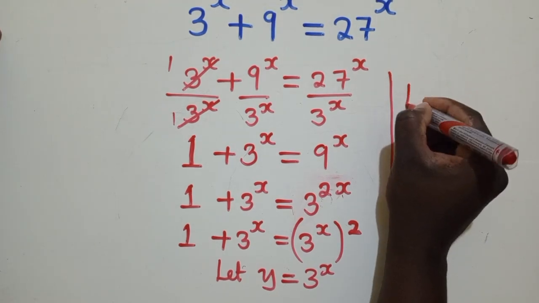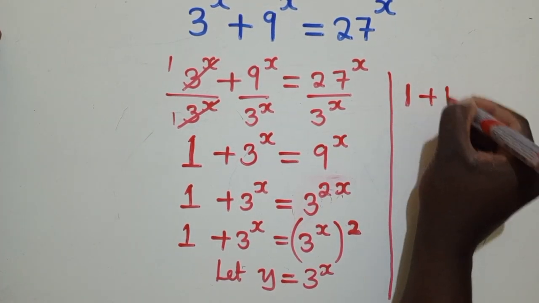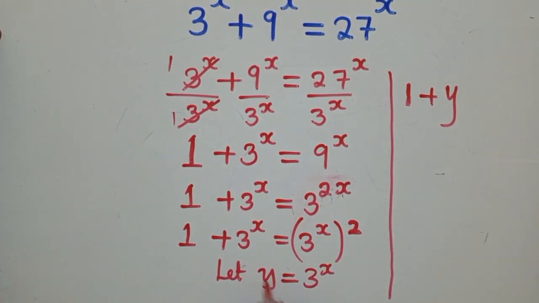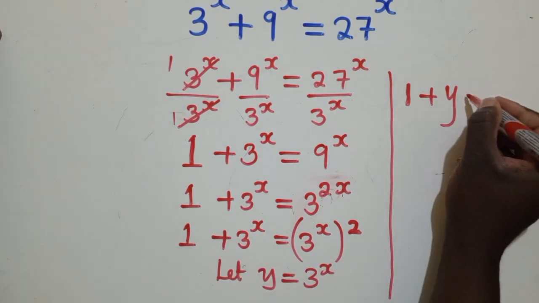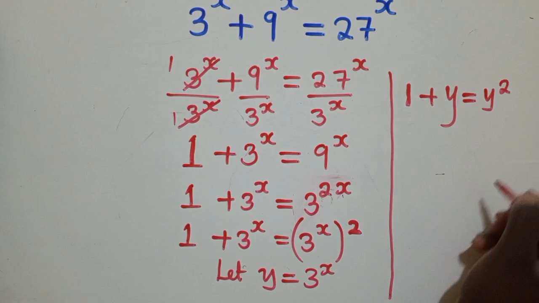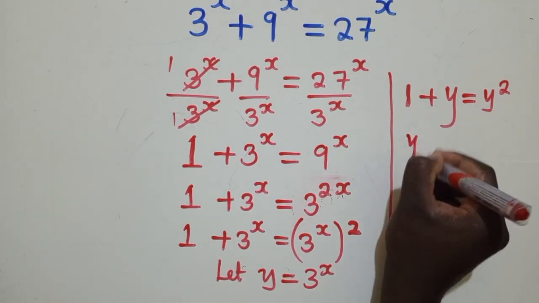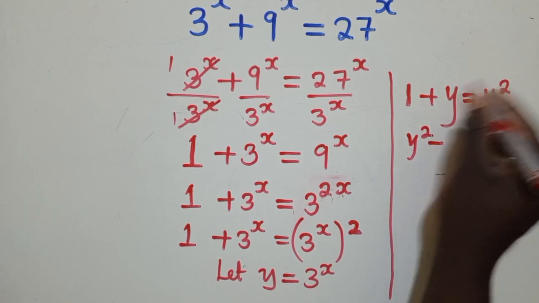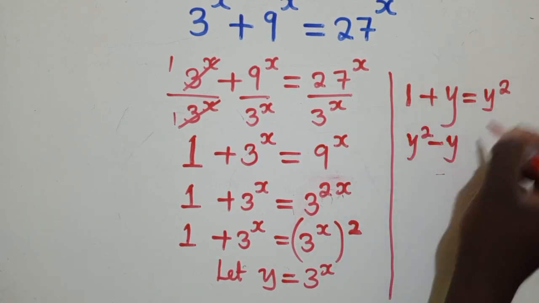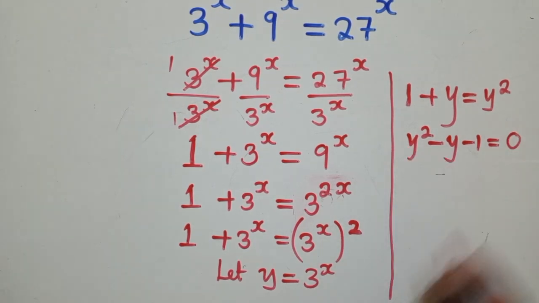So I'm going to have 1, this one of course, plus y. I know that this y is equal to this. So I will substitute y here. And then here we say equal to y power 2. So you can see we've got a quadratic equation. We can write it in standard form. So this will come this side. This also this side, it will be negative. A 0 can be this side or this side, it's okay.